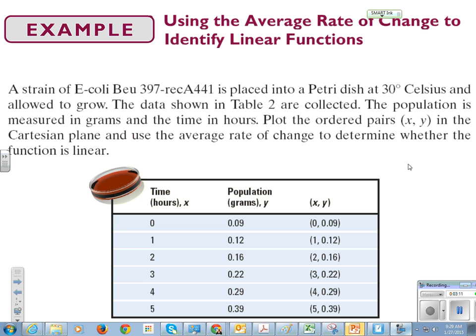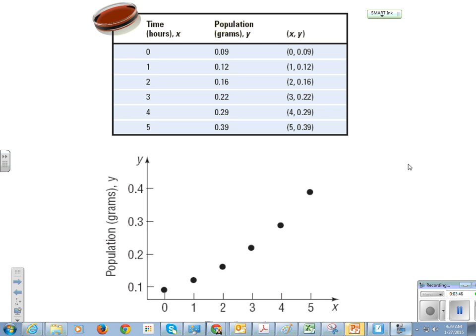All right, so let's use it to tell whether functions are linear or not. Oh my goodness. A strain of E. coli, 397 RECA441, is placed in a petri dish at 30 degrees Celsius and allowed to grow. The data shown in Table 2 are collected, the population is measured in grams, and the time in hours. Plot the ordered pairs in the Cartesian plane and use the average rate of change to determine whether the function is linear. So the first thing we're going to do is plot these points.